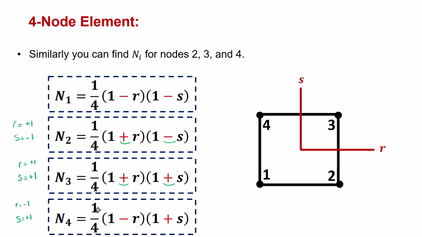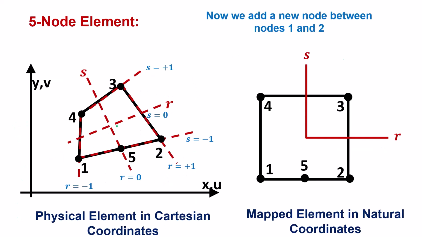So n4 becomes 1 over 4 times 1 minus r times 1 plus s. So together these four functions form the complete set of shape functions for the bilinear quadrilateral element. Each one is equal to 1 at its own node and 0 at all other nodes, perfectly satisfying the two rules we started with. Now let's move on to the 5-node element.